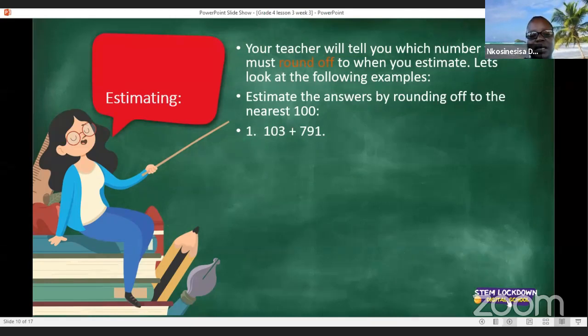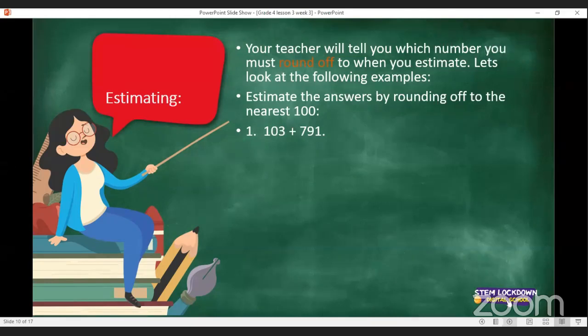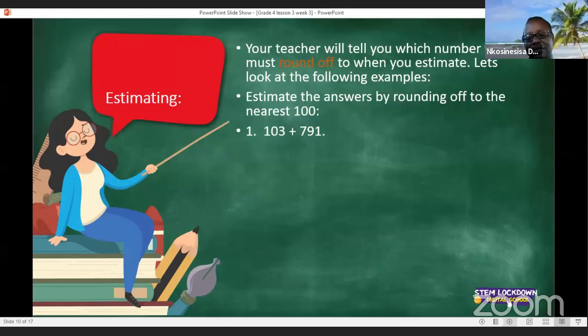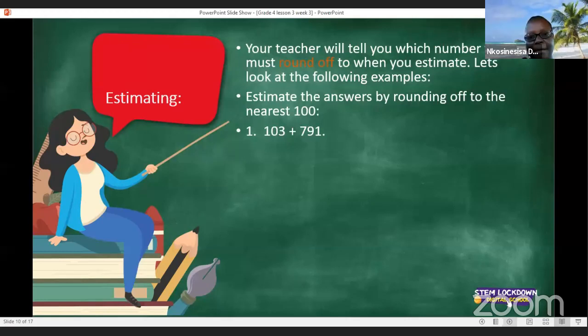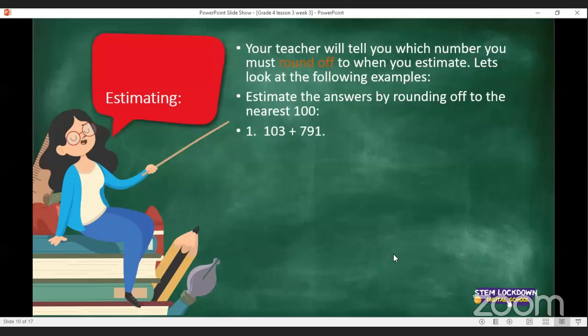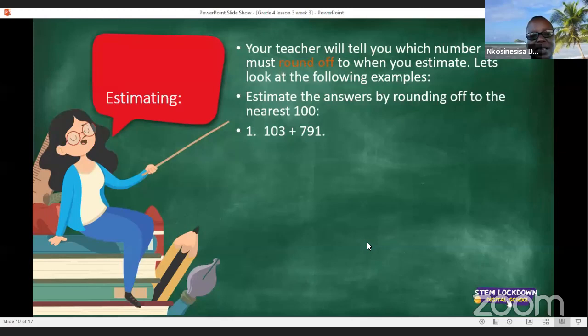Okay, so whose hand is up? Who did we unmute for these 6 minutes that are left? Okay, who is talking? Naledi. Okay, Naledi, yes. 103. Let's go through the steps before we say the answer, Naledi.